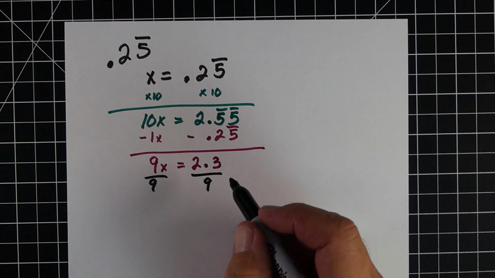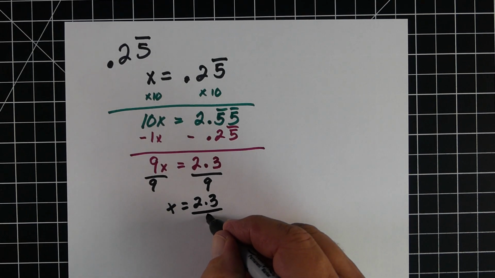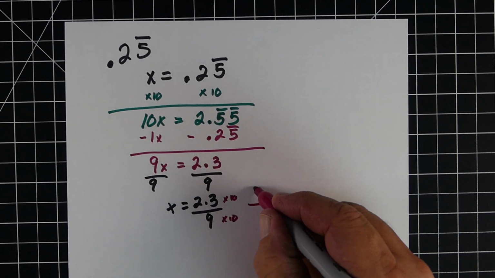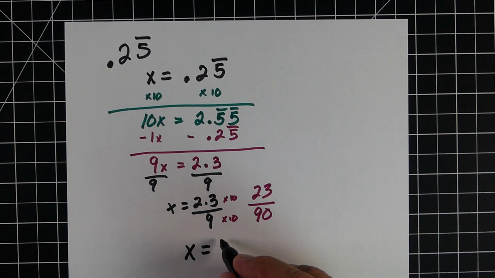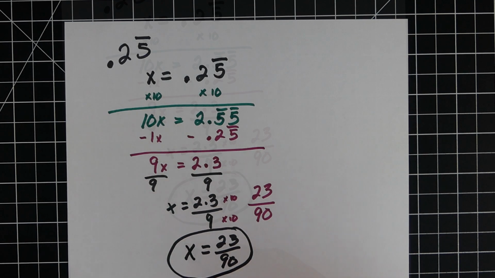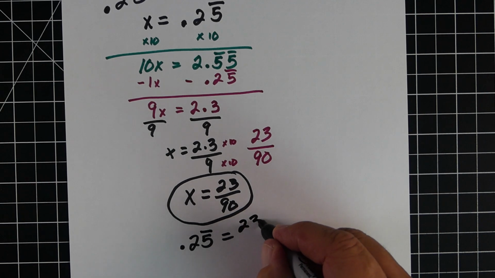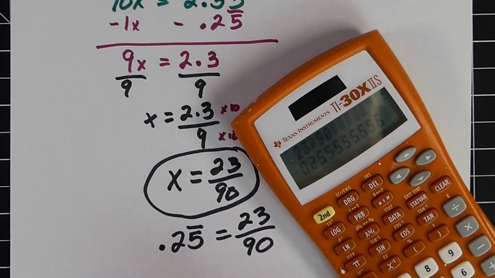We're going to divide both sides by 9. So that's going to leave us x equals, and it's going to be the fraction 2.3 over 9. But we don't want a decimal in the numerator. So we're going to multiply both sides by 10 and kind of move that decimal over, and we end up with 23/90. So x equals 23 over 90. So we know that 0.25 repeating as a fraction would be written 23/90. So let's find out if it's accurate. We'll take 23 divided by 90, and you can see we get 0.2 and the 5's repeat.